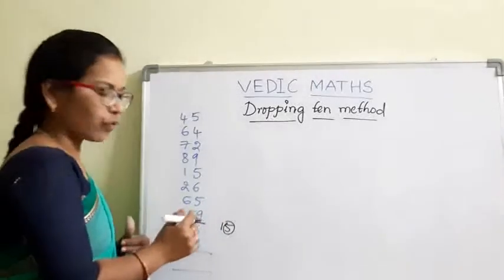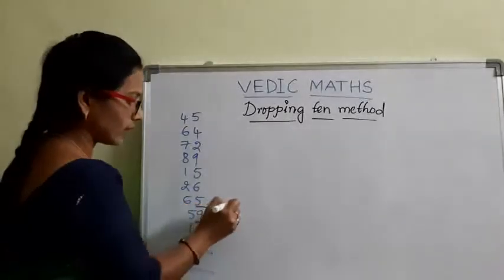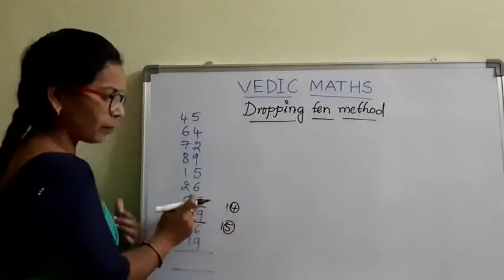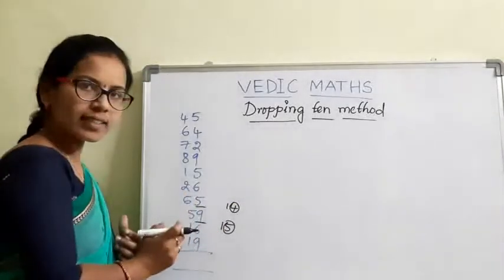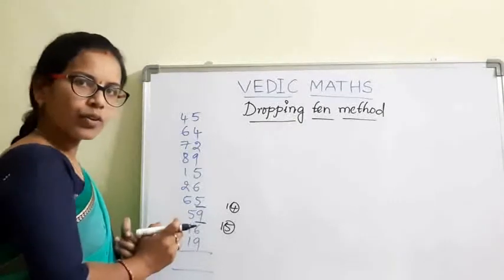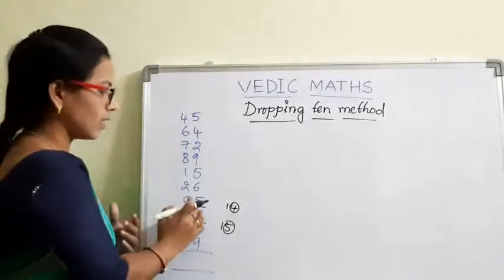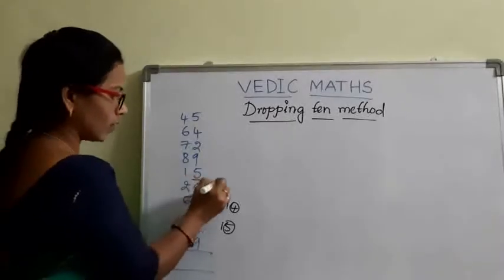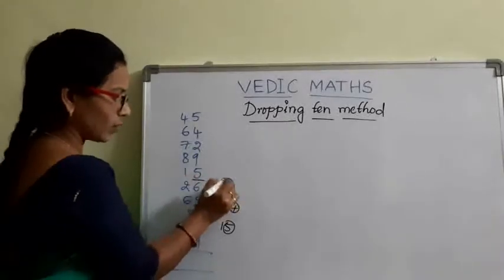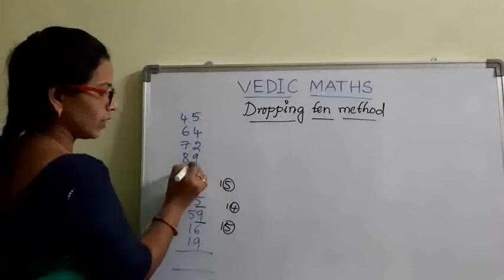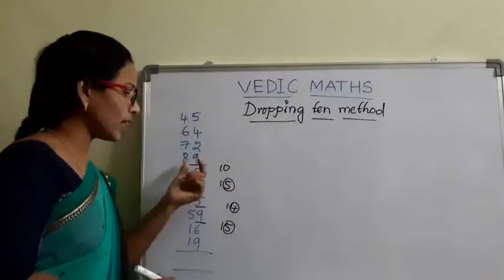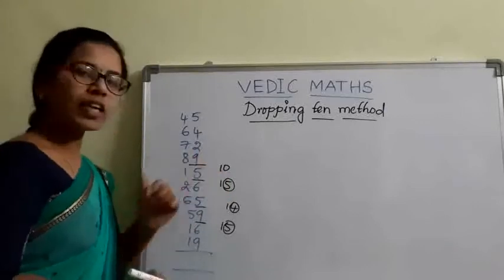5 plus 9, 14. Again we got more than 10, so drop 10 and carry this 4 to the next number. 4 plus 5, 9. 9 is less than 10, so don't drop there. 9 plus 6, 15. Drop 10, carry 5 to the next number. 5 plus 5, 10. We got 10 here, so we drop and carry 0 to the next number.